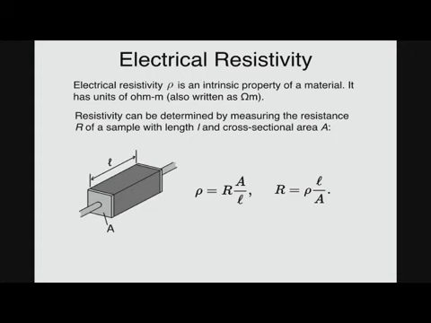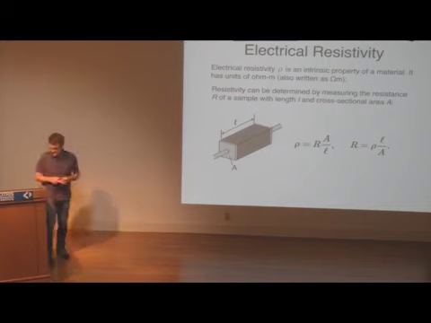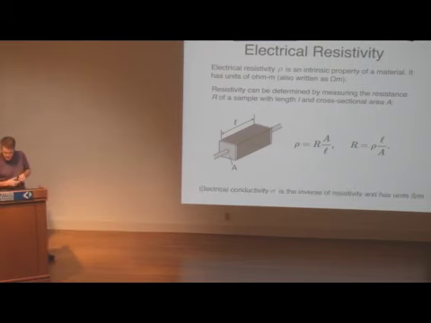There's an intrinsic value. Every material has an intrinsic resistivity. And then conversely, if you actually wanted to know the resistance of a sample, you could take its resistivity and then multiply it by the length, divide by the area, and that would give you the resistance of a sample.